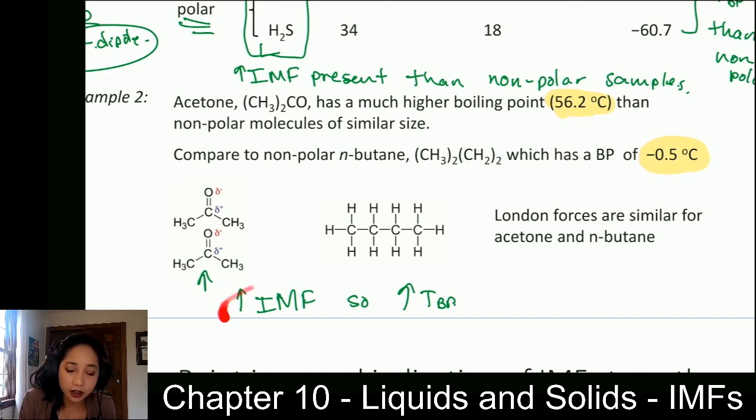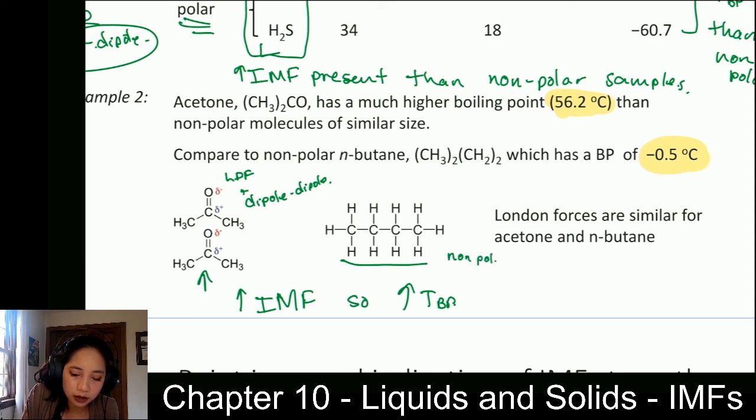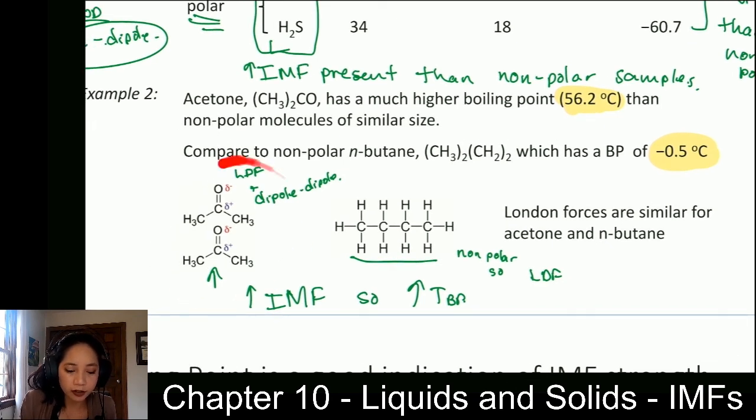Acetone has more intermolecular forces because it can have London dispersion forces and dipole-dipole interactions, because it is a polar molecule, while butane is a nonpolar molecule, so it only has London dispersion forces. So the total amount of intermolecular forces is much greater in acetone.